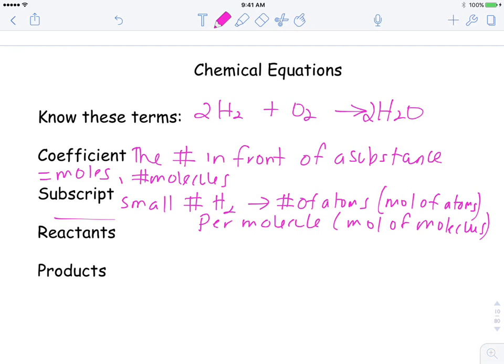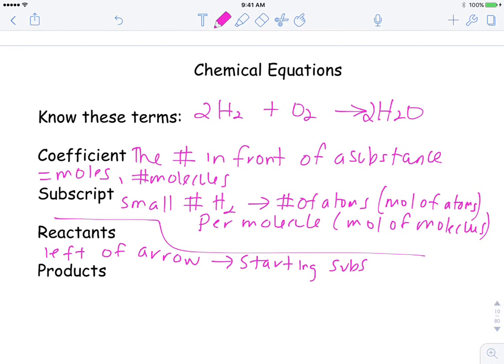Then you have the reactants and the products. The reactants are on the left side of the arrow, and it's really what you're starting with, the starting substances. And then you have the products, which is what you produce. It's on the right side of the arrow, and it's what you end with.